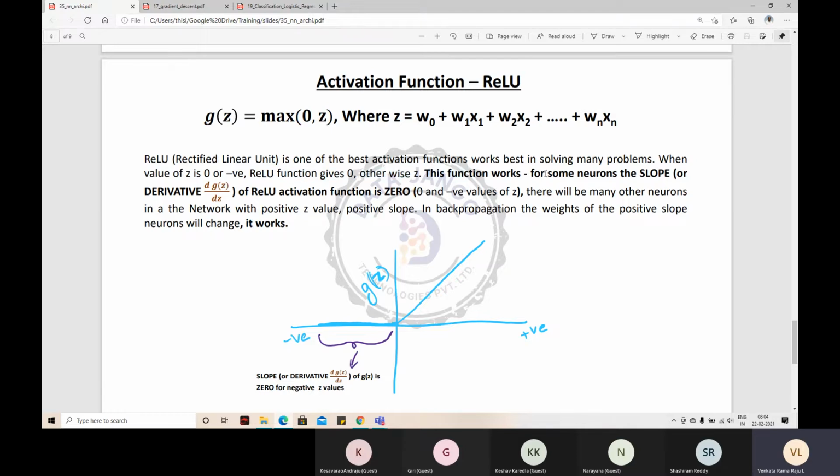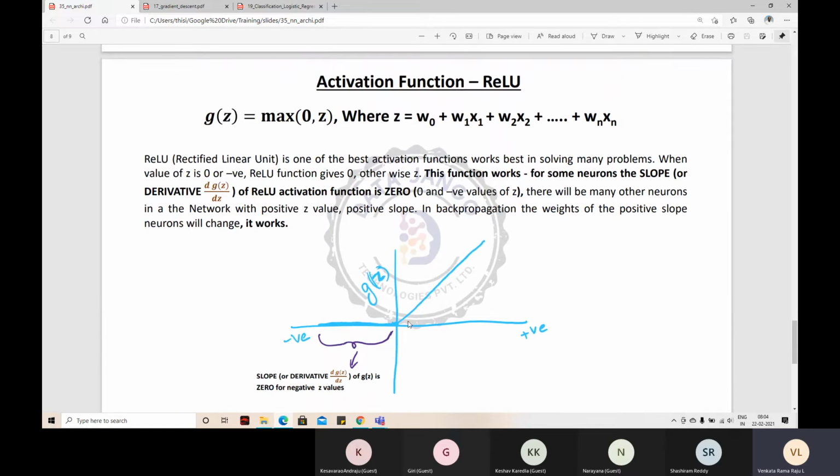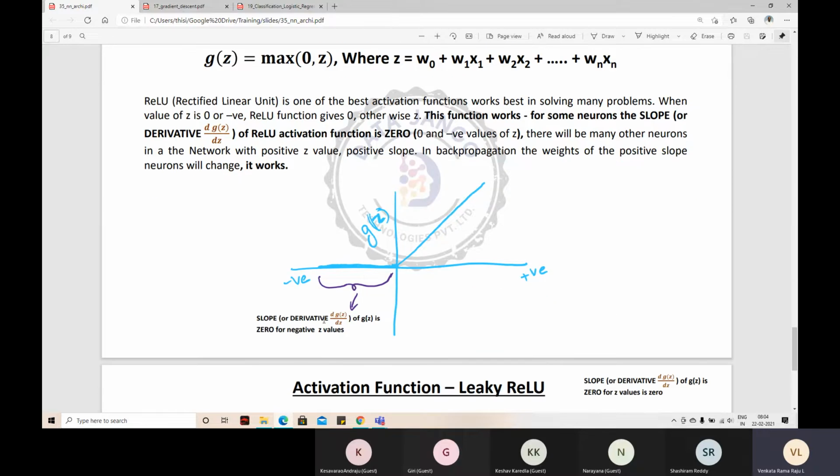The function works for some neurons. Again the problem is there, but very rare, right? And here there are two problems. One is that at 0 there is no derivative. And the other thing is, when the linear combination becomes negative, again the same problem will come. The derivative may become 0.